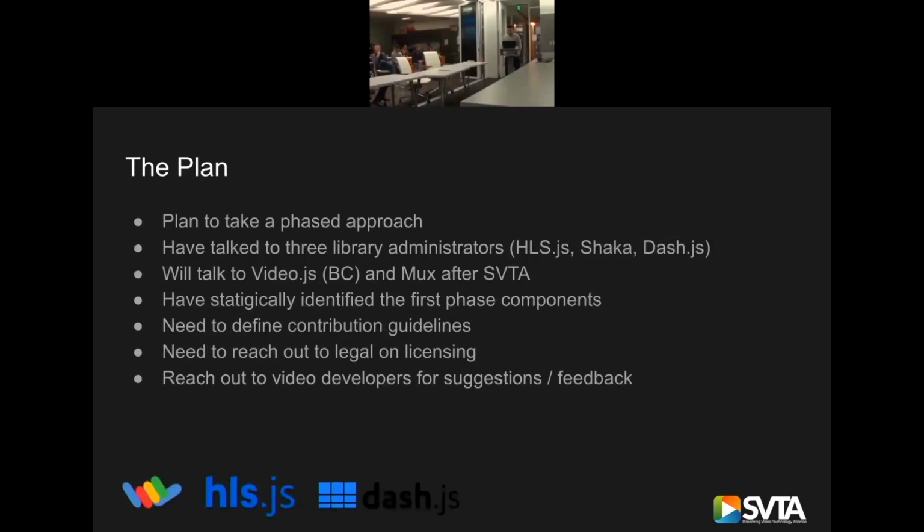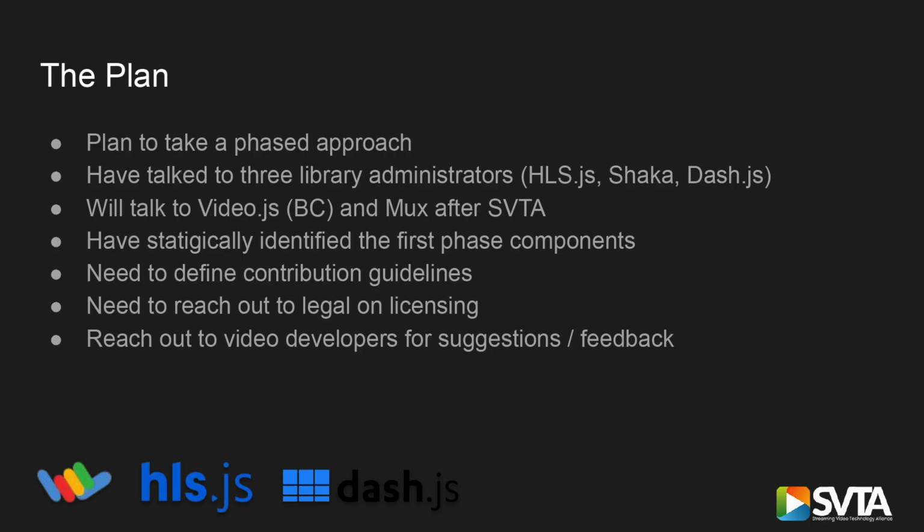Moving forward, the plan is to take a phased approach to building library features. We have identified a few easy wins like ID3 and 608, maybe caption rendering, that would be great first candidates. We've talked to the library owners of Dash.js, HLS.js, and Shaka Player to gauge interest levels in the project and get some ideas for potential features.